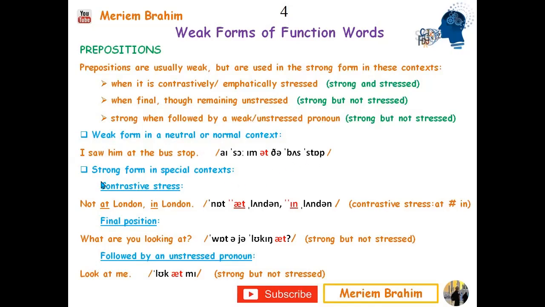Now we move to the strong form in special contexts. So, the strong form of prepositions when they appear in special contexts. When we have contrastive stress, for example, not at London, in London. Here we contrast the preposition "at" and "in". Not at London. We notice London will take a secondary stress because it comes after a contrastive stress. In London, the second London again with a secondary stress.